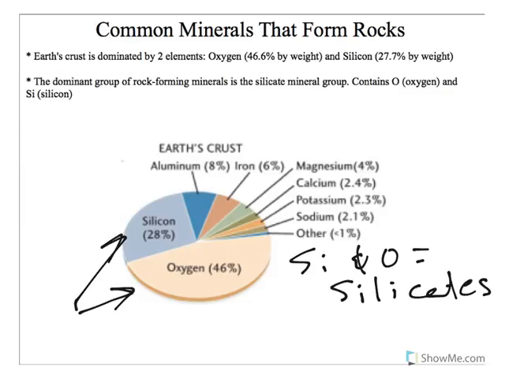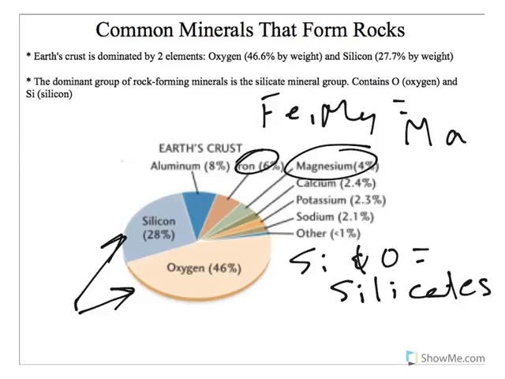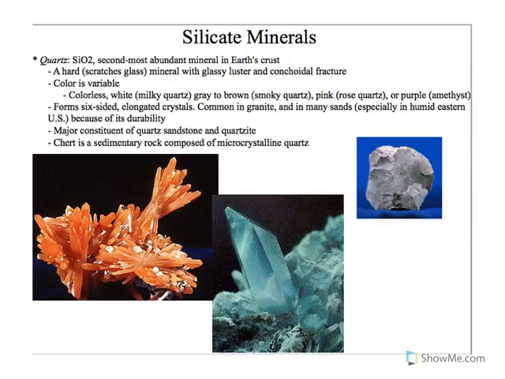We can also see that there's two other main elements here, iron and magnesium. When we see minerals that have iron and magnesium in them, we call those mafic. These are the two dominant groups that we see, with silicates obviously being the most common rock-forming minerals. So let's take a look at these two major groups.